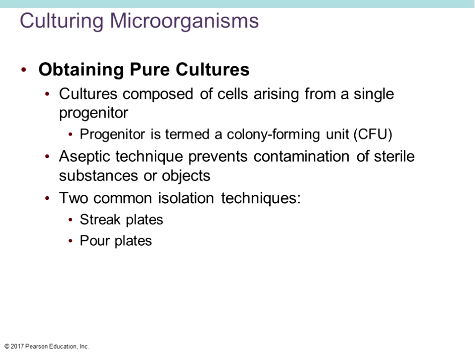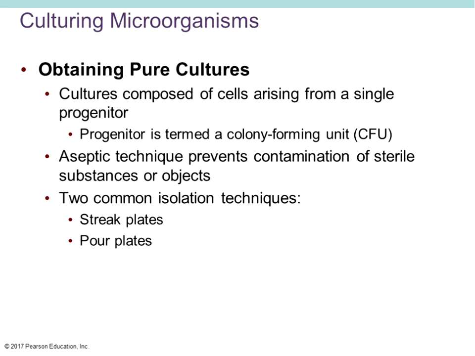So in order to obtain a pure culture, which is a very vital part of your unknowns, there are certain things that we want to do. Pure cultures are going to be cultures that consist of just a single cell that's given a lineage to all these other cells. So everything on this plate is the exact same thing. A progenitor is termed a colony-forming unit. So the CFU, or the colony-forming unit, is one particular species of cell. So everybody else in that colony is going to be the same thing.